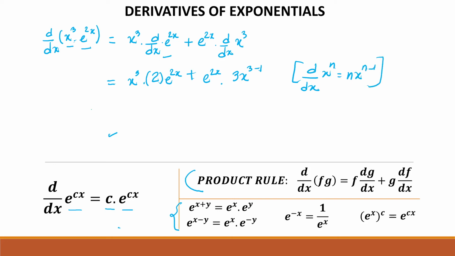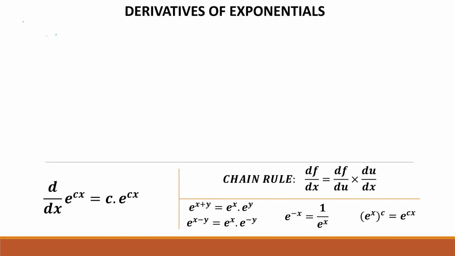So this is the same case here, which would simplify to 2x cubed times e to the power 2x plus 3x squared times e to the power 2x. You can take e to the power 2x common, and in the bracket it will be 2x cubed plus 3x squared. Let's look at another example where we have a function 6 times e to the power x cubed.